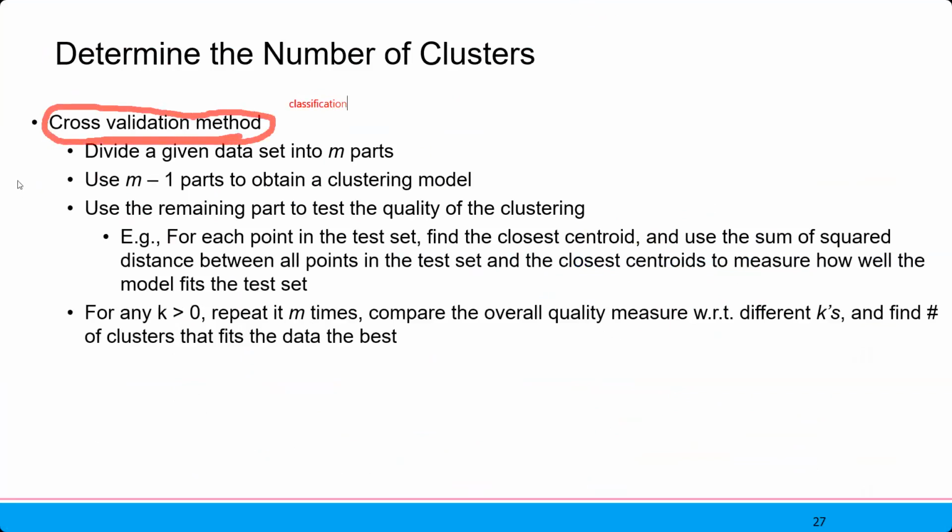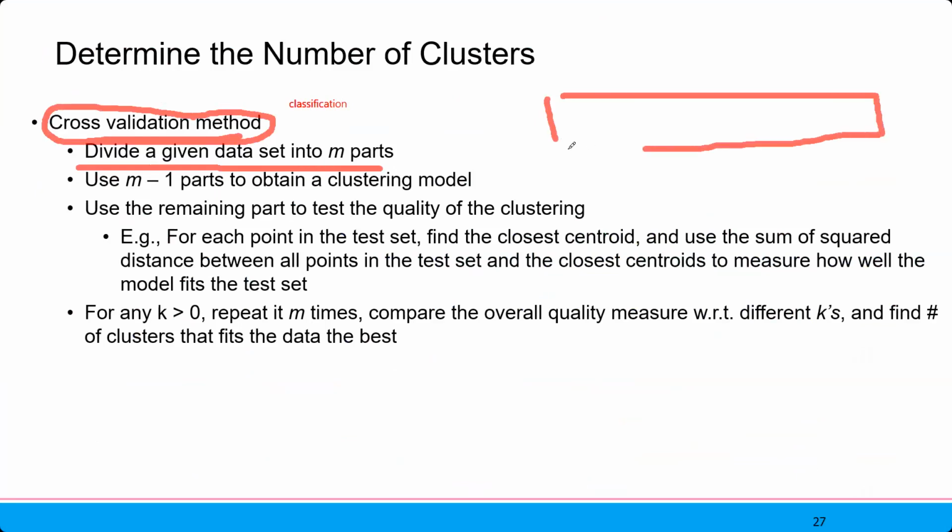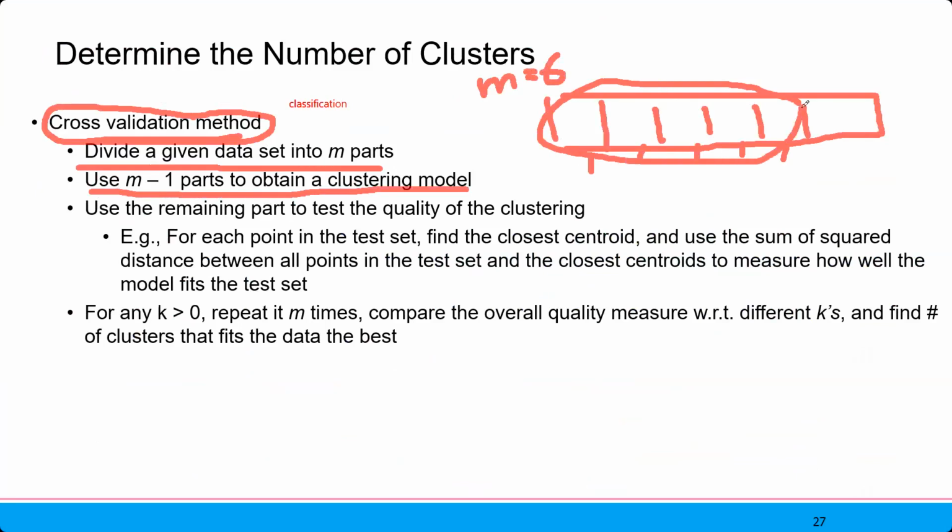We will divide the data into M parts. If you still remember, we have a set of data and then you can split it into M parts, let's say M equals 6. Use M minus 1 parts, so 1, 2, 3, 4, 5, to obtain the clustering model. Let's use this data to create the clusters.